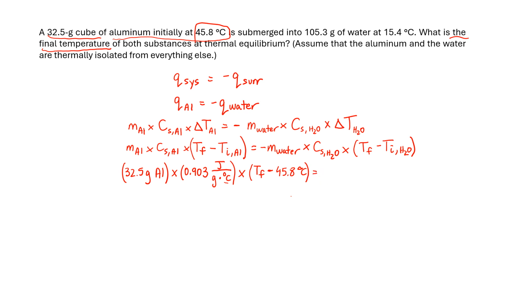All right, this is equal to negative, what's the mass of the water? Did they give us the mass of the water? Yes, they did. 105.3 grams of H2O times the specific heat of water, which we know is 4.18 joules per gram times degrees Celsius. That might not be given to you. You would have to know the specific heat of water. All right, and now we need the final temperature, which we said we're going to leave alone. And the initial temperature of the water, they told us, was 15.4 degrees Celsius.